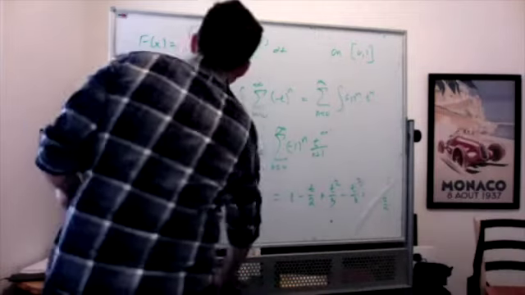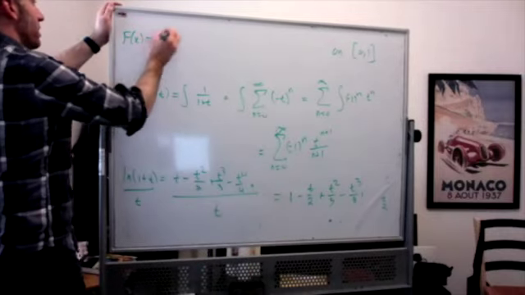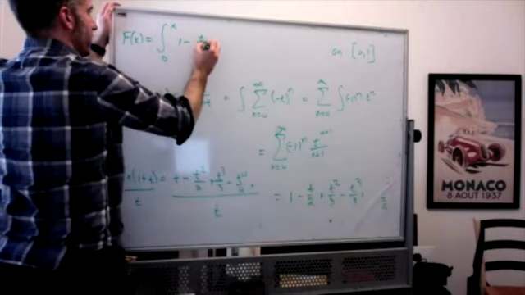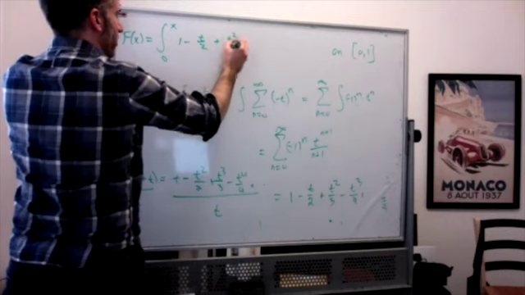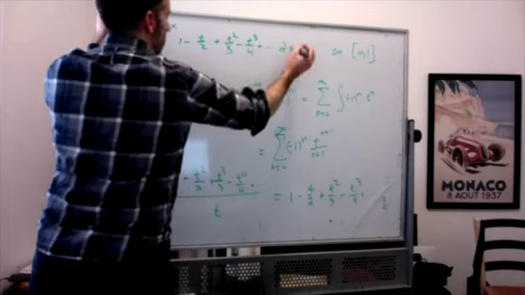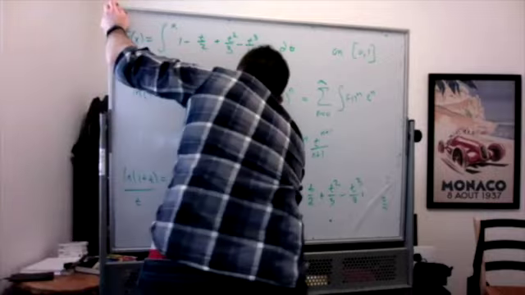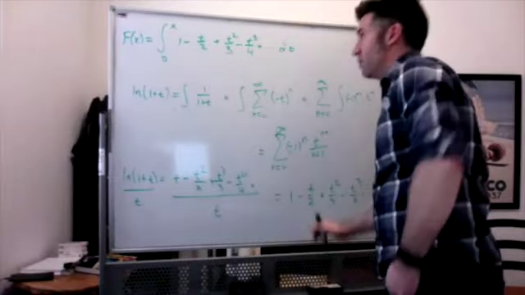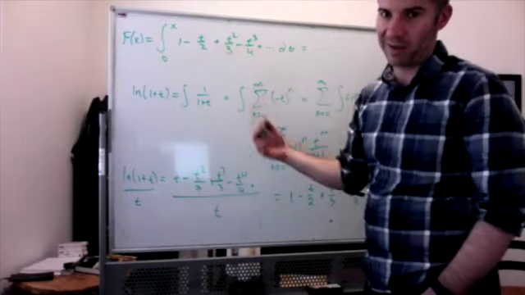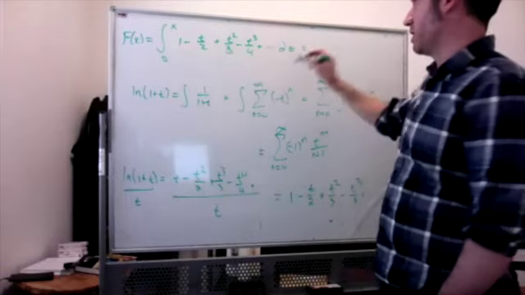So here's what our function looks like. It's the integral from 0 to x of this thing we just found here. 1 minus t over 2 plus t squared over 3 minus t cubed over 4, etc. So then we just integrate it. I'm going to integrate and then plug in x because, let's be real, I need to finish up here. So integral of 1 is t, plug in the x, you get x.